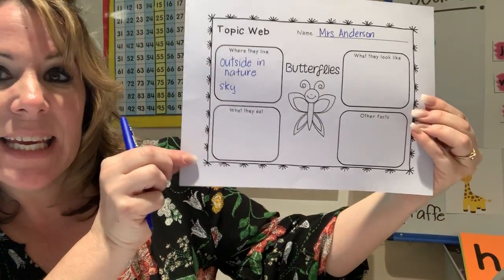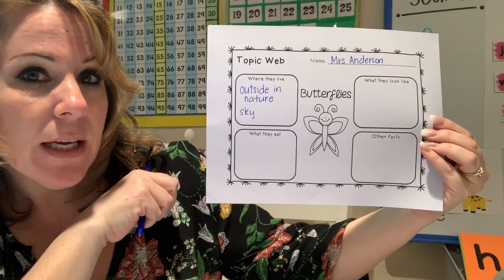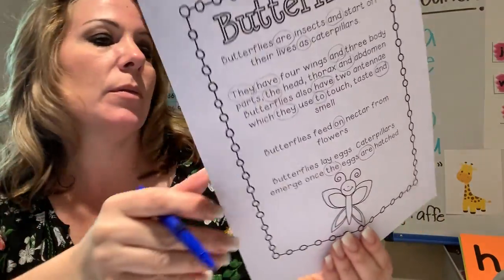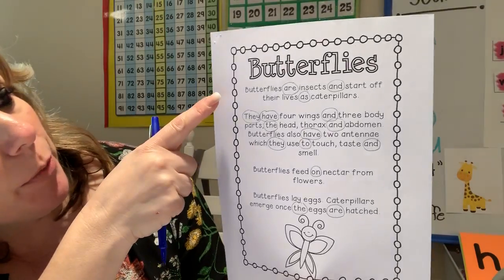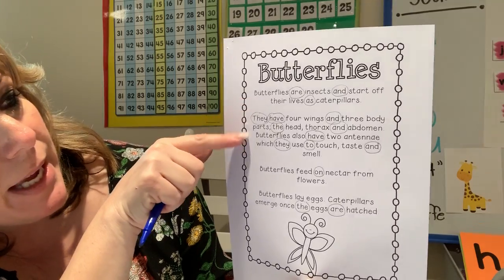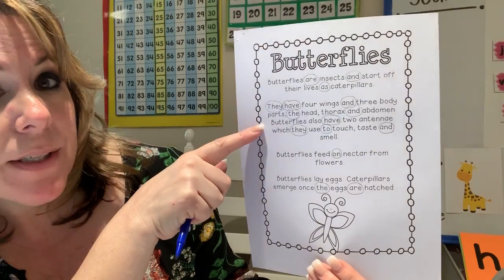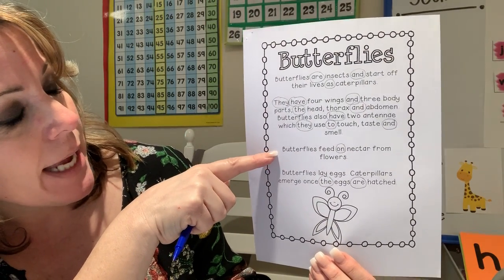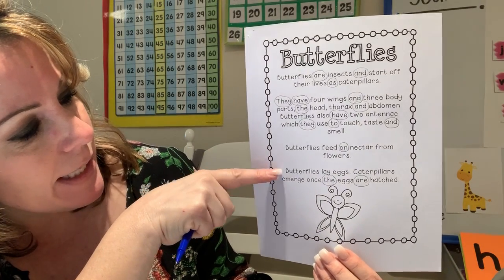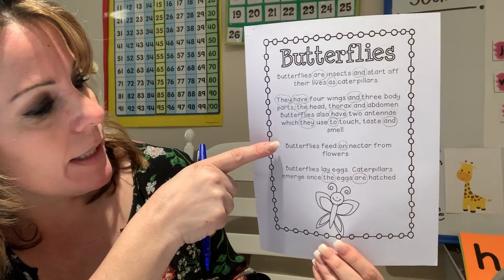What they eat. Do you remember what they eat? It said so in our article, okay? Do you remember what they eat? And I want to pull up this part right here, okay? So up here, it's telling us that they're insects and they start off their lives as caterpillars. And here they're telling us about their body and the different parts of their body. Down here, it tells us what they feed on. And down here, it tells us a little bit about the life cycle. Okay, so let's go back up here to this part right here.